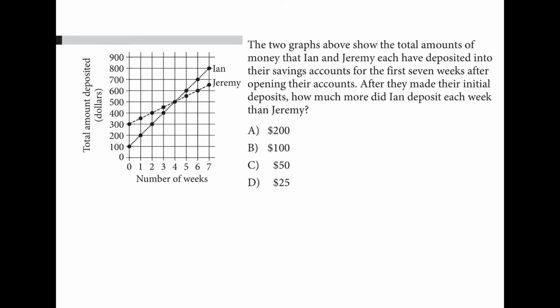So we see Jeremy and Ian with different initial deposits, and then different savings rates week by week. And we want to know how much more did Ian deposit each week than Jeremy. So let's compare the two slopes. That's what they're asking.